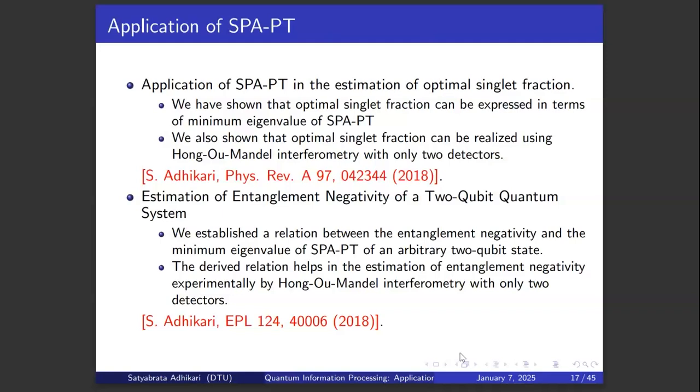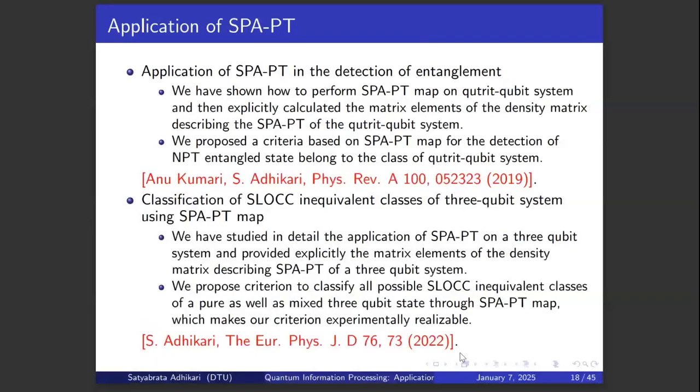So to achieve this, the value of entanglement negativity in experiment, we can apply this structural physical approximation of partial transposition operation. Okay, so this paper was published in 2018 also. Then also we have already seen that we can use this SPAPT in the detection of entanglement.